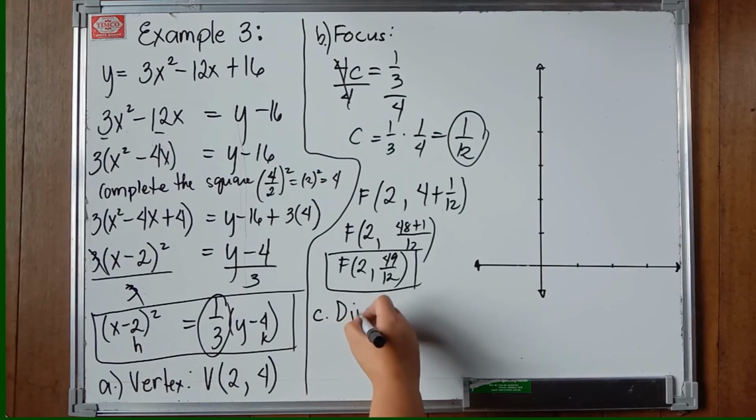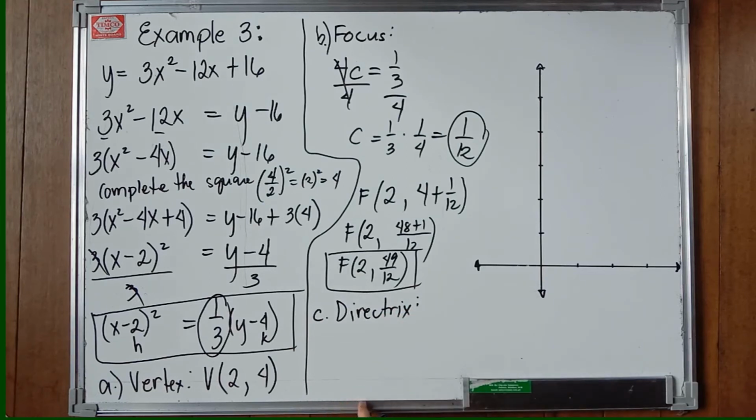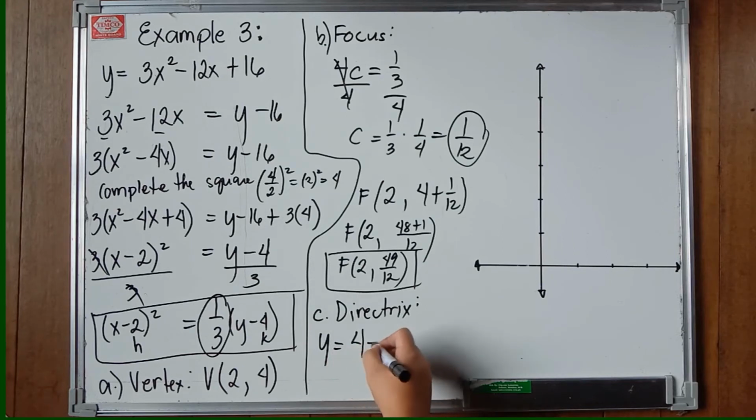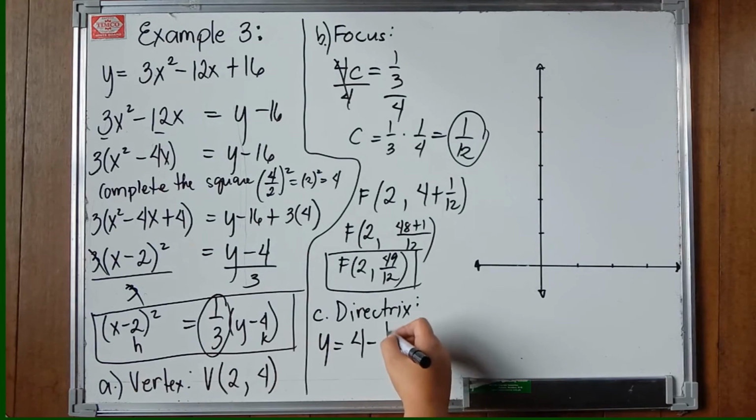Next, letter C. Let's have the directrix. So, in order to find our directrix, of course, it is 1/12 below our vertex. So, we're going to subtract 1/12 from 4. So, 4 minus 1/12.